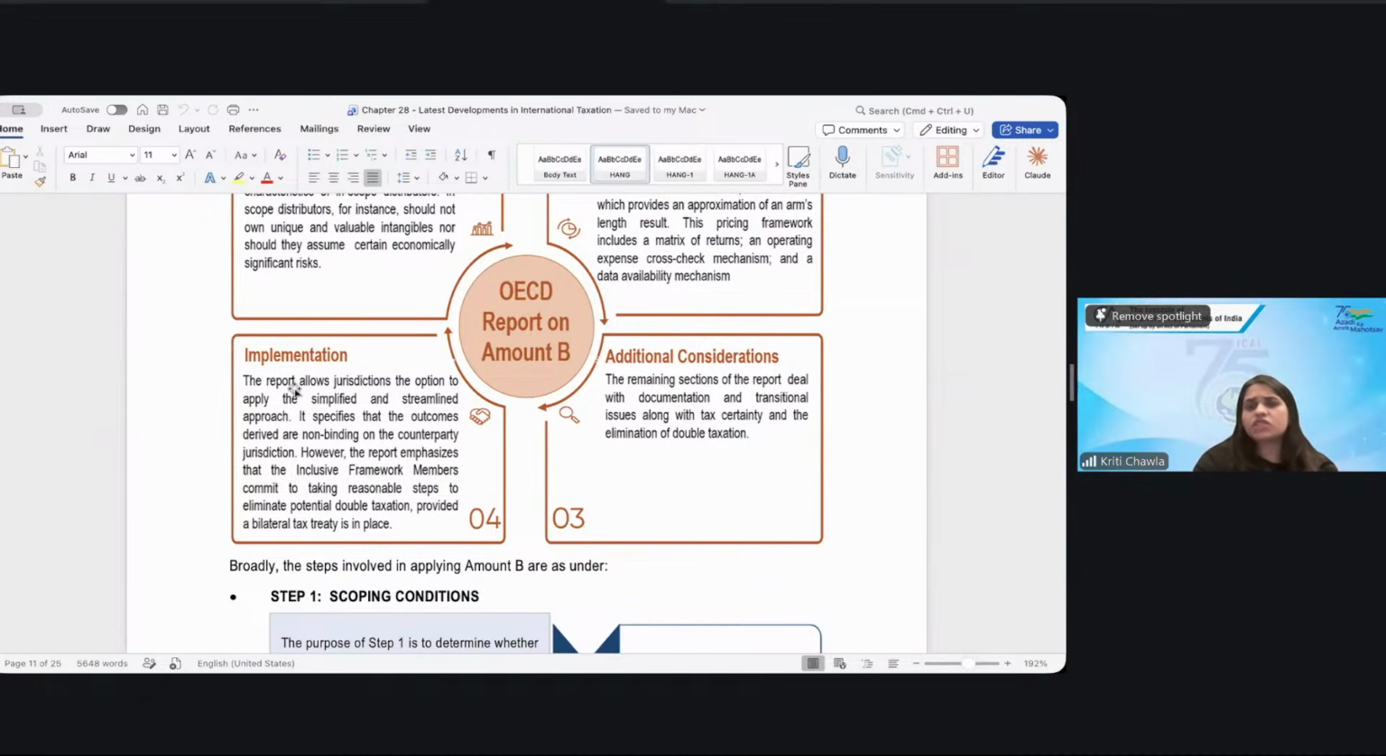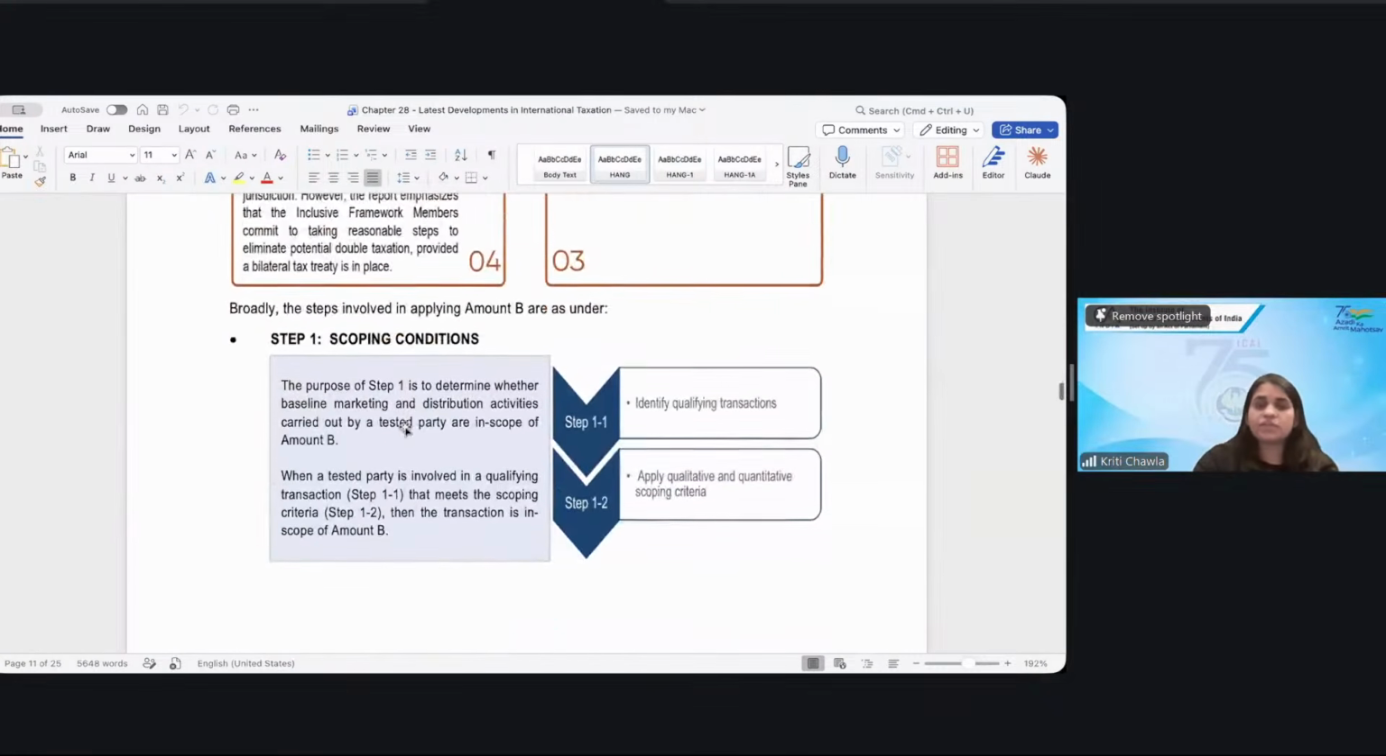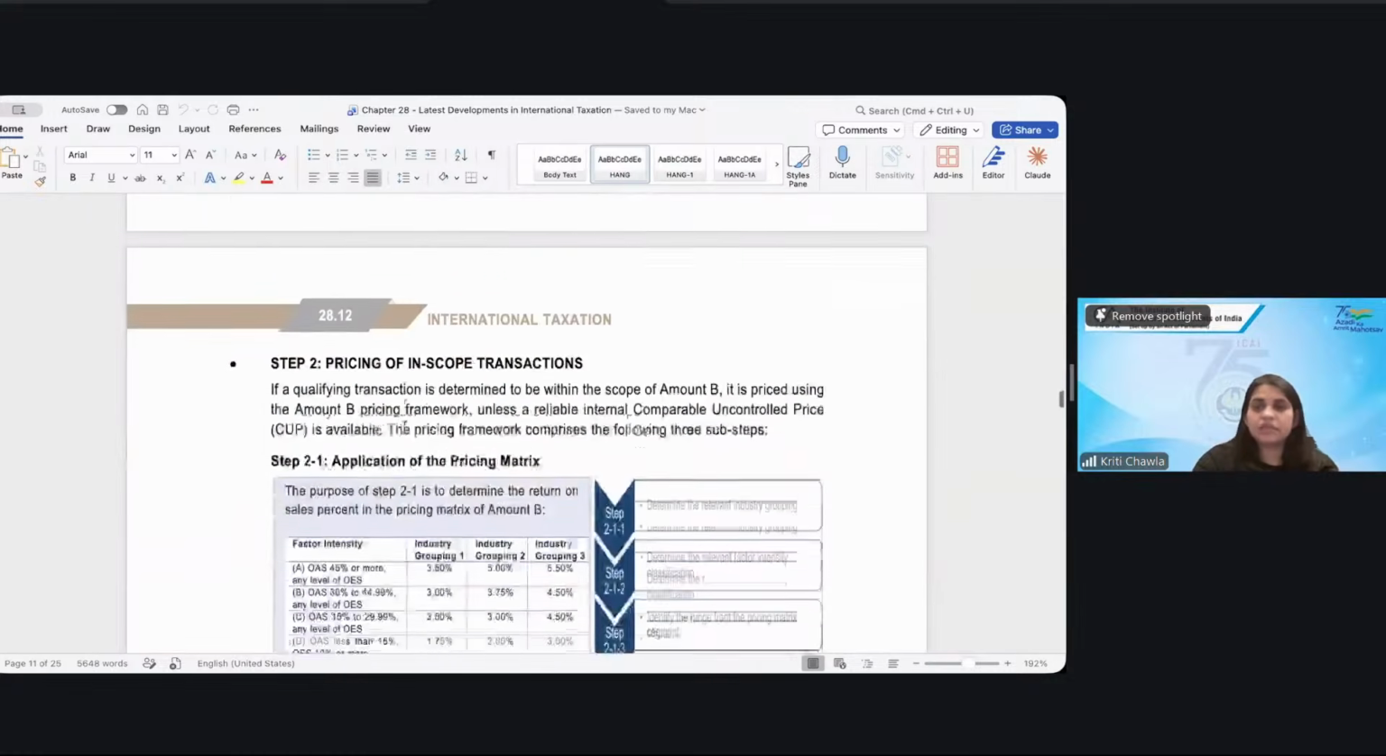The remaining section of the report is going to deal with transitional issues, and it talks about documentation, tax certainty, elimination of double taxation, etc. So that is basically the essence of amount B.